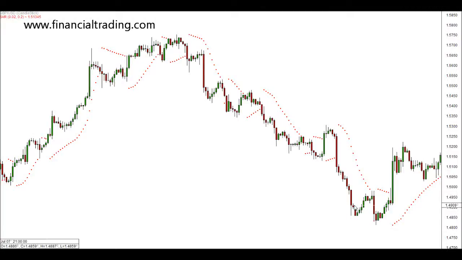I'm now going to spend some time on the Parabolic SAR, SAR for stop and reverse. The Parabolic SAR is this indicator I have on the screen. It creates a series of dots on your graph and is a very simple indicator to use, and I'm going to suggest two ways in which you use the Parabolic SAR.